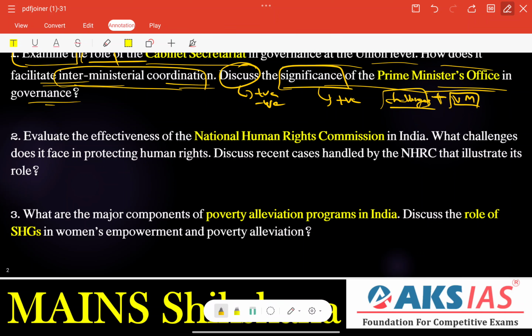Next, evaluate the effectiveness of the National Human Rights Commission in India. This question is very important. That's why we are taking this particular question in detail.